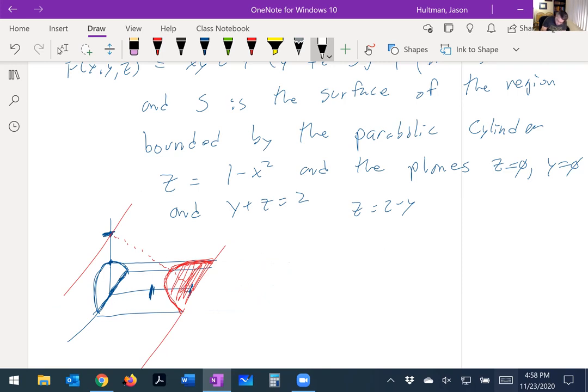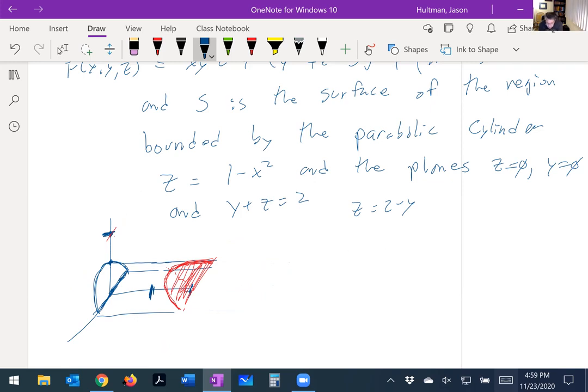Okay, let me get rid of my auxiliary lines here. They don't do anything for me. Makes sense. Nicely done. So we've got this thing here.